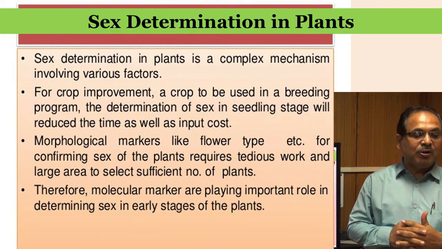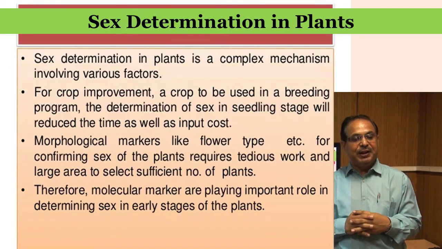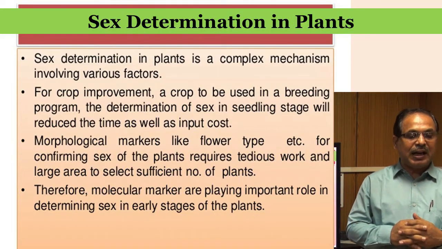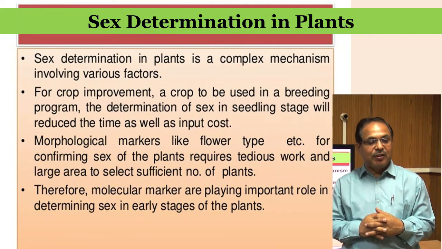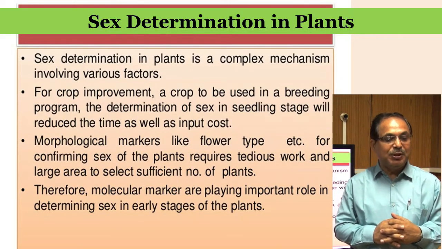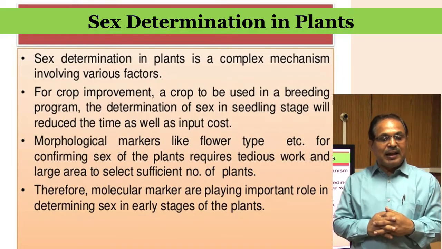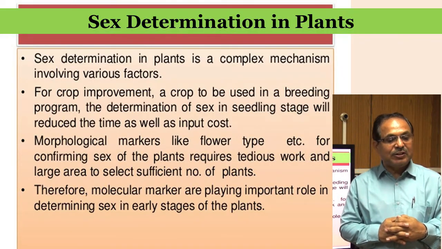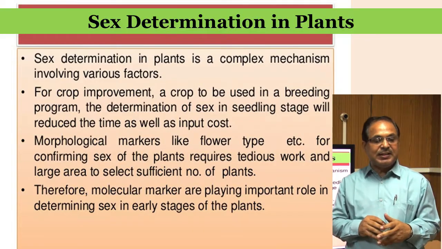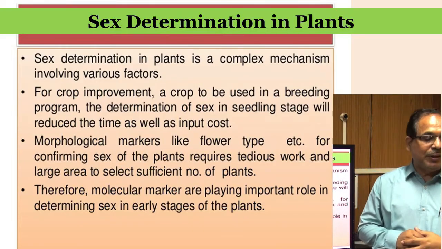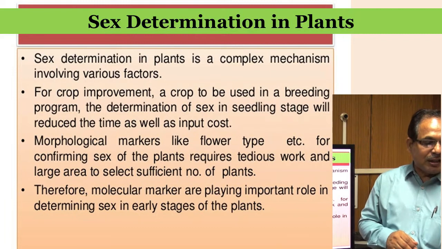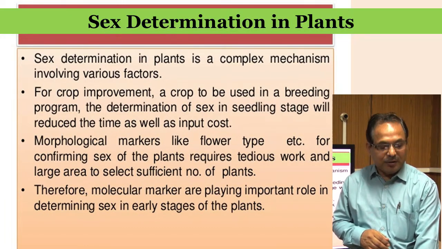If we talk about crop improvement, for a crop to be used in a breeding program, determining the sex at the seedling stage reduces the time for sex determination as well as the input cost. Morphological markers like flower type for conferring sex of the plants also require tedious work and a larger area to select a sufficient number of plants. Therefore, we can determine the sex by molecular markers, which play an important role in determining the sex at an early stage of the plants.